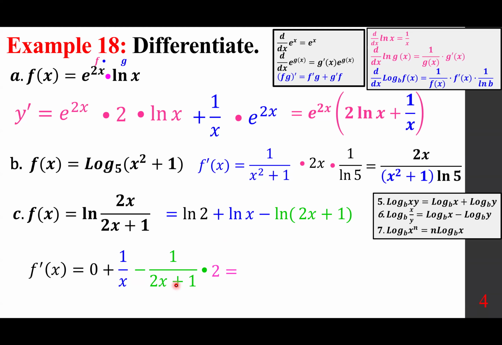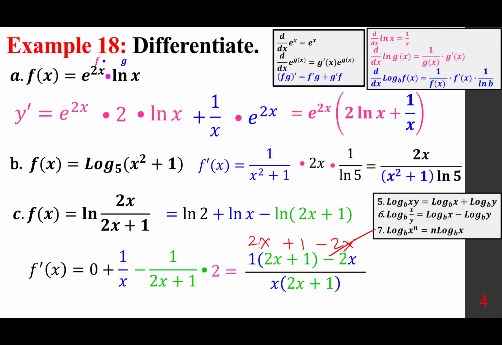We are going to take a common denominator, and it's x times 2x plus 1. So 1 times 2x plus 1 minus 2 times x. And this is the final answer, everybody.